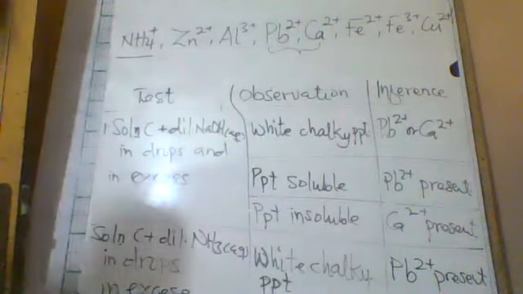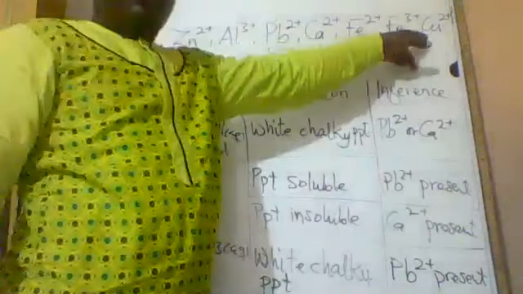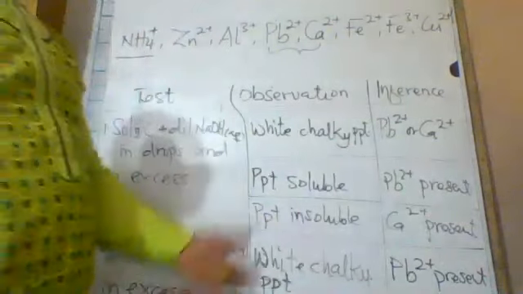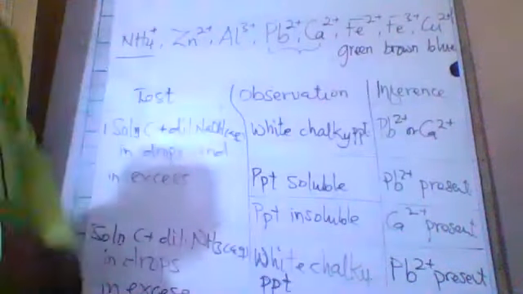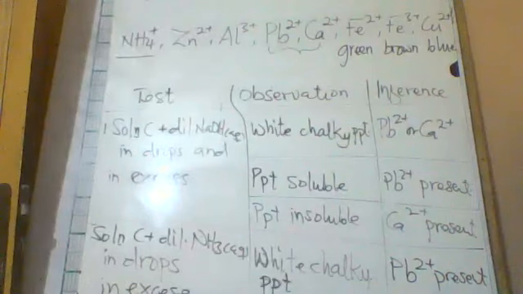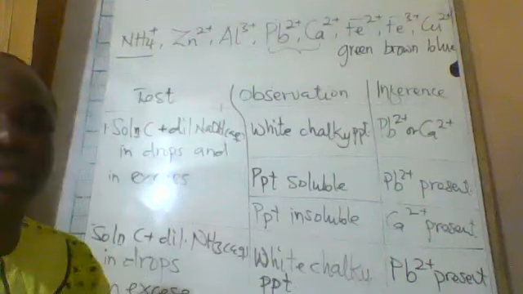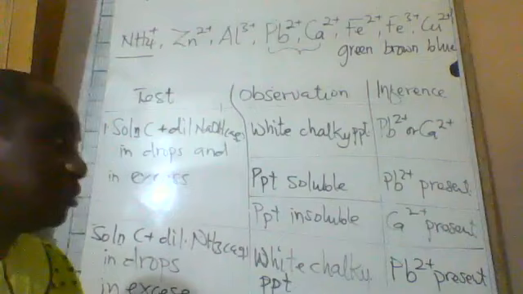So, now good. As for the last three, it is the easiest because by their color, you will know them. Iron 2 is green in color. Iron 3 is brown in color, in fact, reddish brown. Copper is blue. So these three are the simplest ones, because once you see the color, you know that it is this ion that is there. It is very simple, and there's no competition too.